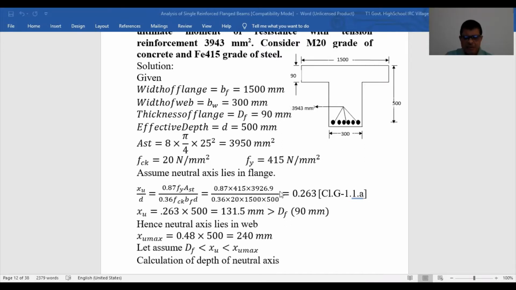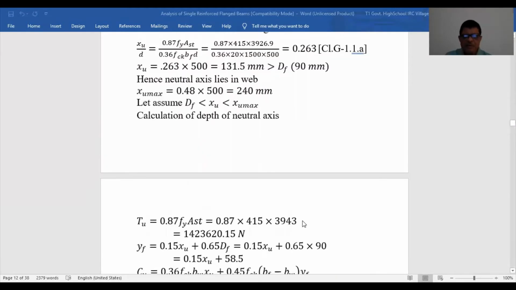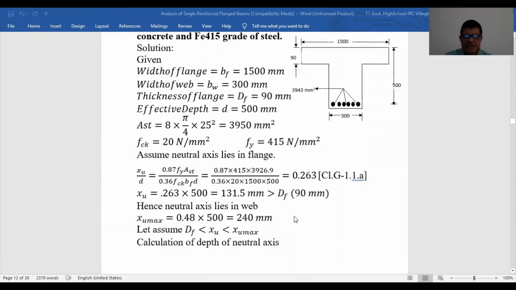Now it is coming 131.5. If it is 131.5, then it is more than this value of Df. So it lies in the web. So first confirm it lies in the web, then we'll come to the calculation of this. 3943 is given. There is some mistake here. Please ignore these mistakes. This is not required, because there is no requirement here. It is given 3943.